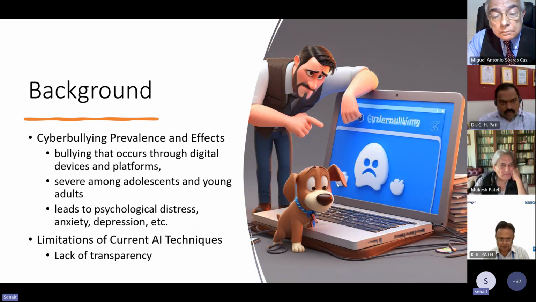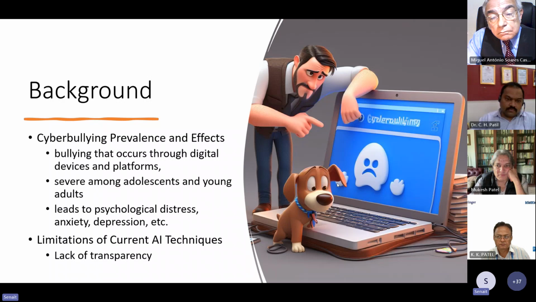Cyberbullying is a form of bullying that occurs through digital devices and platforms, and has become increasingly prevalent with the rise of social media and online interactions. It is a pervasive issue affecting individuals across age groups, but notably severe among adolescents and young adults. The effects of cyberbullying are profound, ranging from psychological distress, anxiety, and depression, to severe impacts on social and academic life.